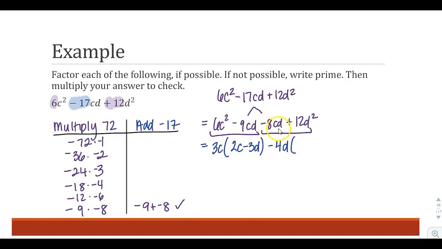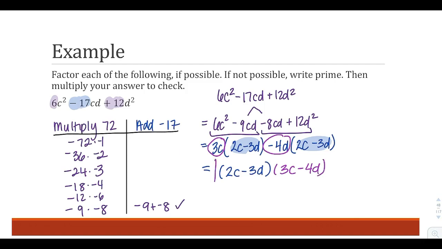And then I will have a 2c, and over here, if I divide this by negative 4, I'll get a negative 3, and then one copy of d is left. And we know that the binomial, if we've done this correctly, has to be the same. So we take that binomial out, that 2c minus 3d in parentheses, and then the remaining parts are 3c minus 4d. So this is my factorization.